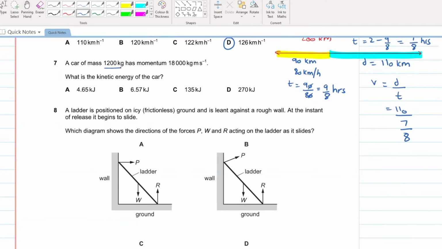A car has a mass of 1200 kg and a momentum of this. What is the kinetic energy of the car?